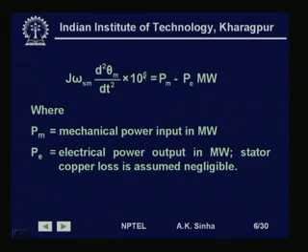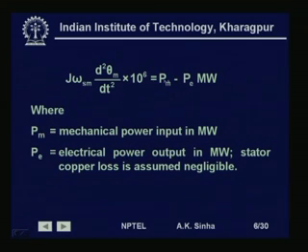Sorry, I think this should be 10 to the power minus 6. Okay. So, this should be 10 to the power minus 6, because we want to write this in megawatt. If we do not multiply this, then this will be in terms of watts. So, J omega sm d2 theta m by dt2 into 10 to the power minus 6 is equal to Pm minus Pe in megawatts, where Pm is the mechanical power input and Pe is the electrical power output. All these are in megawatt.